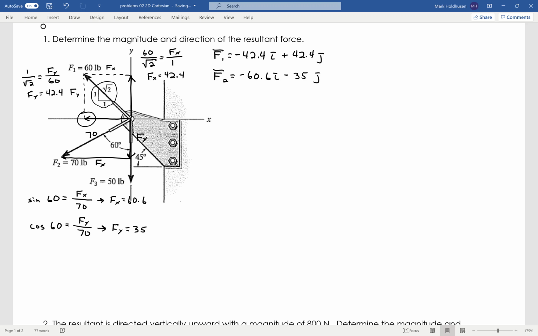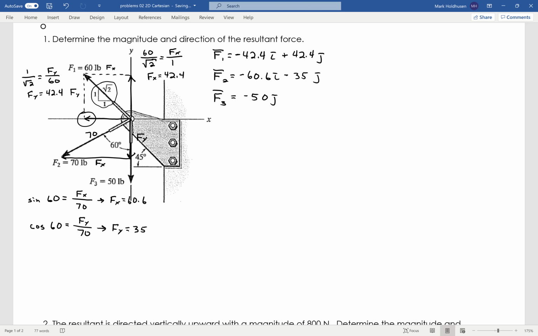So that's how I set up those components using an angle. Now, F3 is acting straight down. So there is zero component in the i direction. So I only have my j component here, so I will say negative 50j. And again, it's negative because it's pointing straight down.